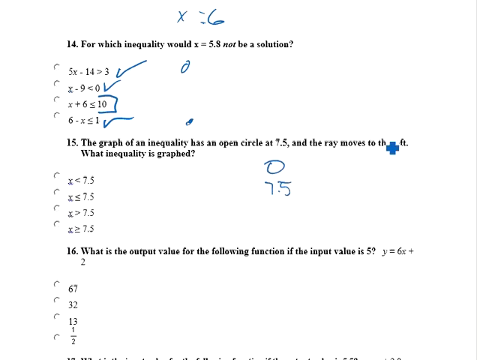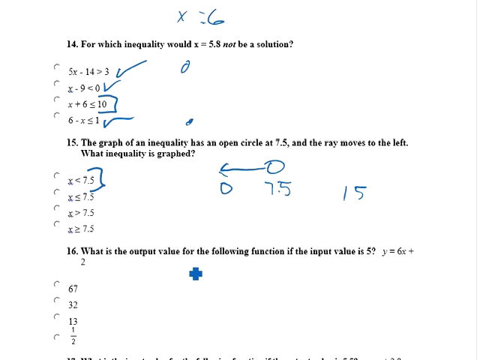And the ray moves to the left. And here I'll put 0. Here I'll put 15. This is for our reference. Okay, what inequality is graphed? X is less than 7.5. X is less than or equal to, well, that would be true if I made the circle solid.